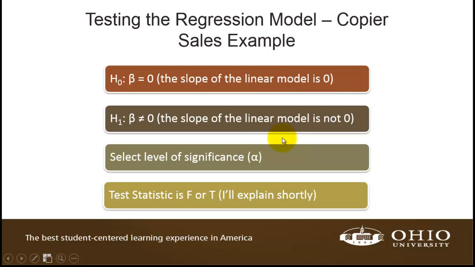The test statistic will be either F or T, and they actually test the same thing when you're talking about simple linear regression. They are testing different things when we get into multiple regression. So I'll need to talk more about that as we get into the examples.